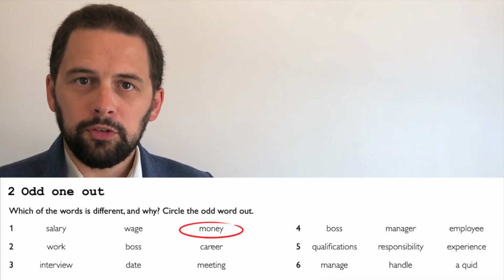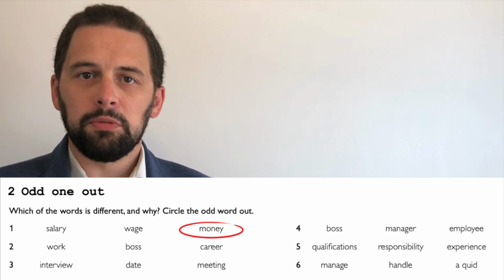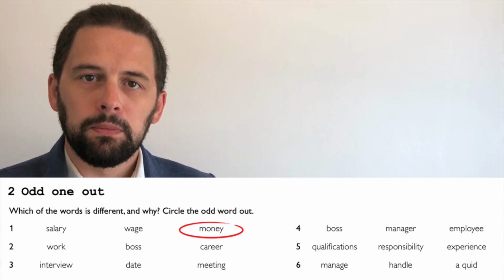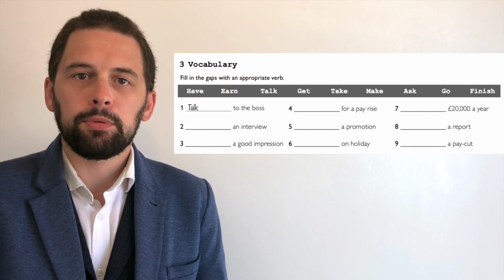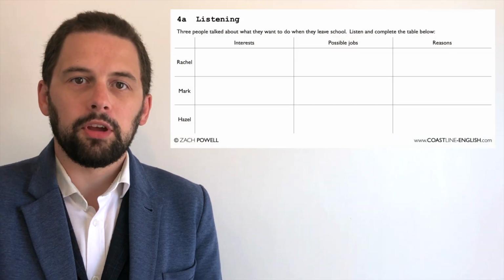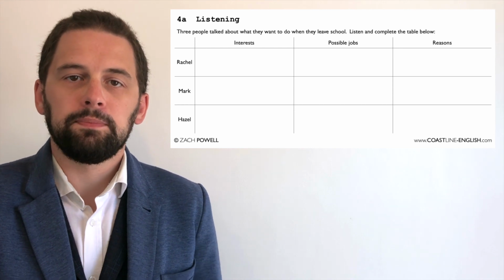So money is different because the other 2 is the money you get for a job, whereas money doesn't have to be linked to a job. Number 3 is a quick vocabulary task, so you just complete the gaps and then check with your teacher during your lesson.